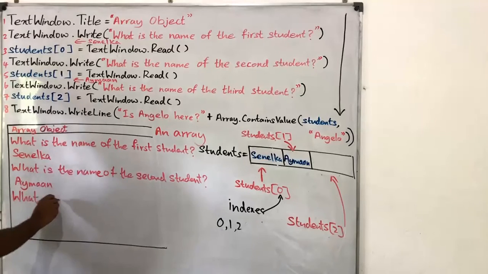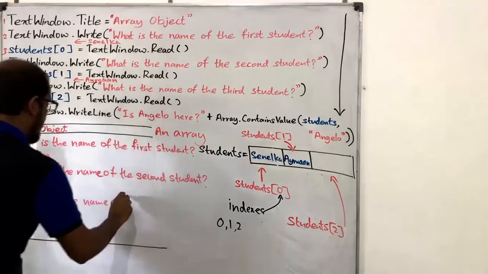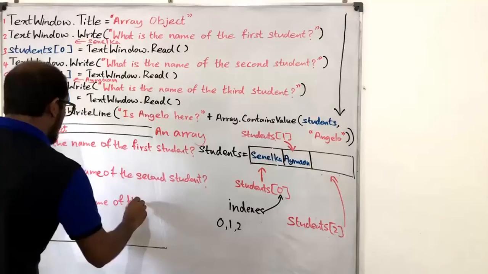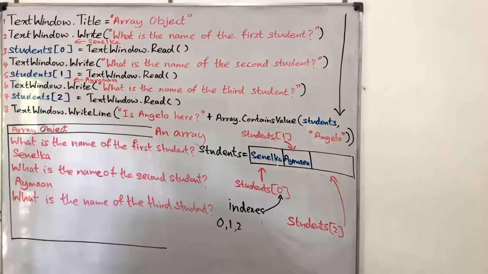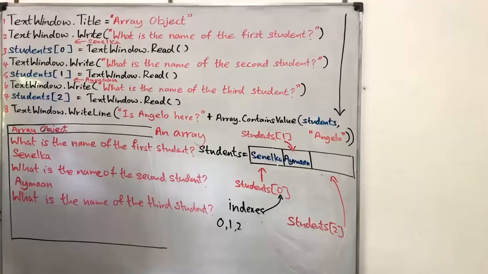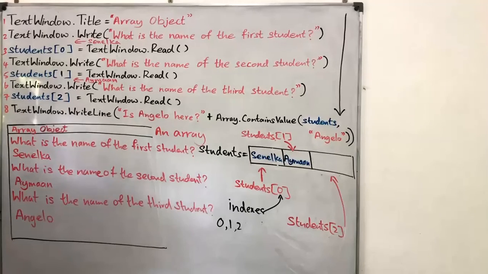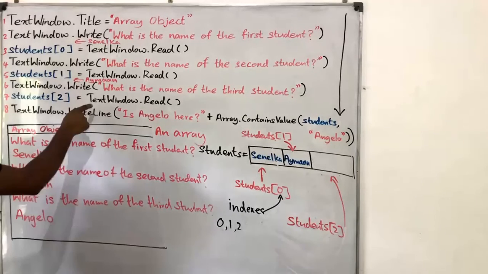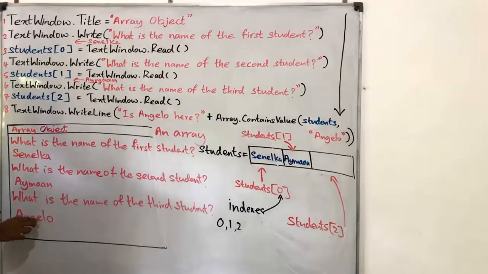What is the name of the third student? Okay, so now user enters this value. Third student is one and only Angelo. Now user enters this value. Then in the next statement, again computer orders text window read. So text window reads the new value. What is it? Angelo.